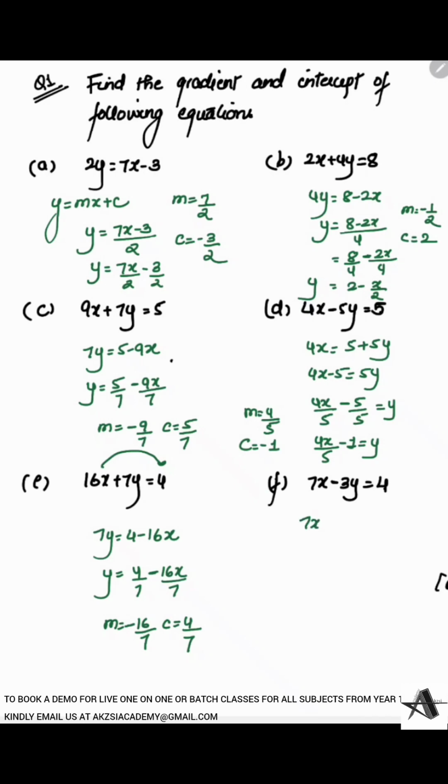Now doing the same thing here, that means I need to bring 3y onto the right hand side. 7x equals 4 plus 3y. Why did I do that in this case? Because let me make y positive. That's better. And then shift 4 onto the left hand side. So you'll get 7x minus 4 equals 3y. Dividing both sides by 3, you'll get 7x over 3 minus 4 over 3 equals y. Same, the coefficient of x is 7 over 3, which is our gradient, and the constant number is negative 4 over 3, which is our intercept. So this is how you can solve it.